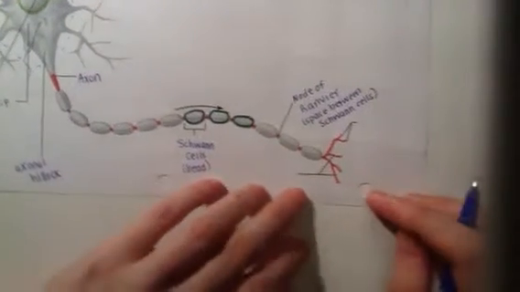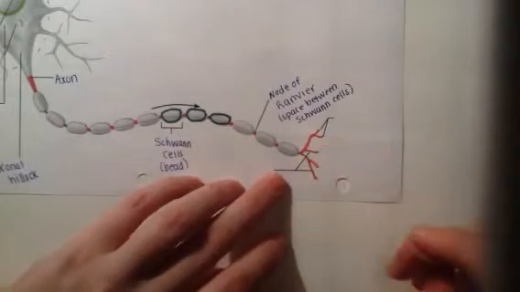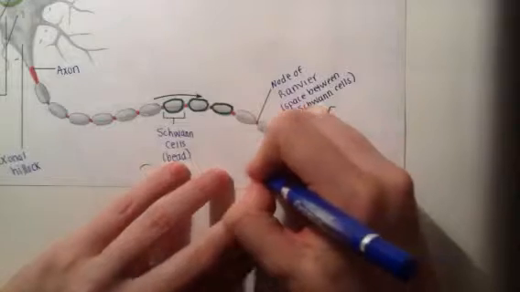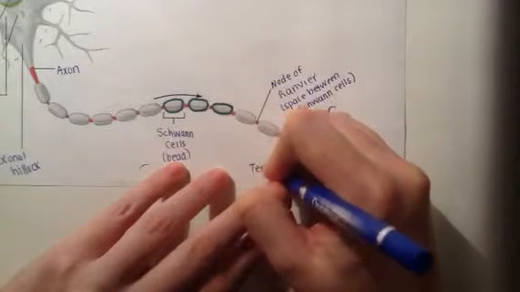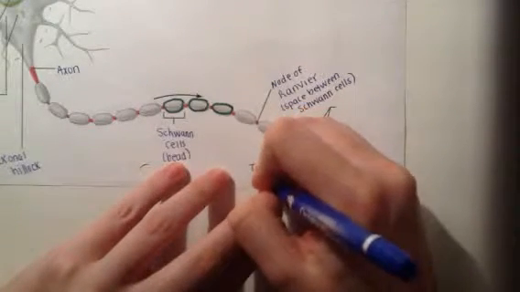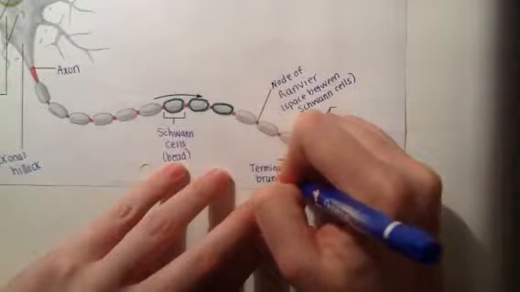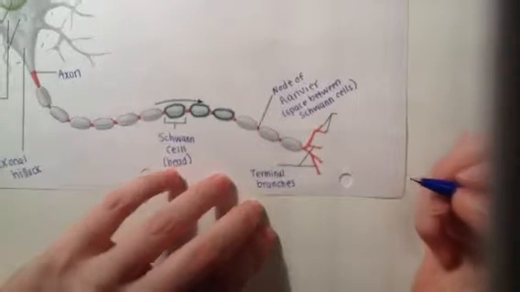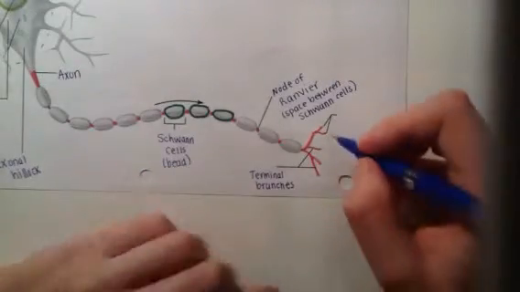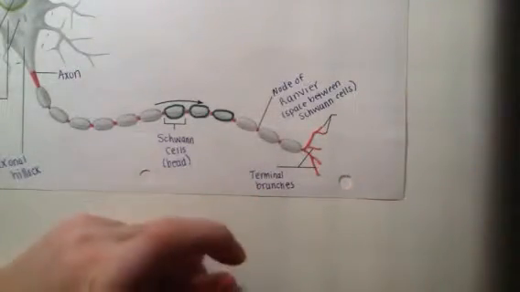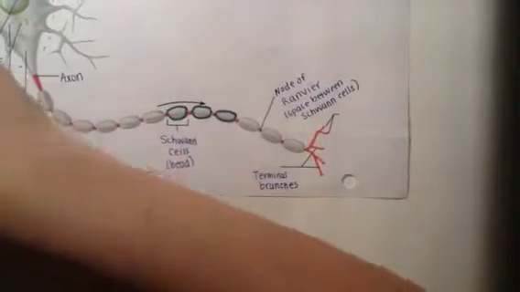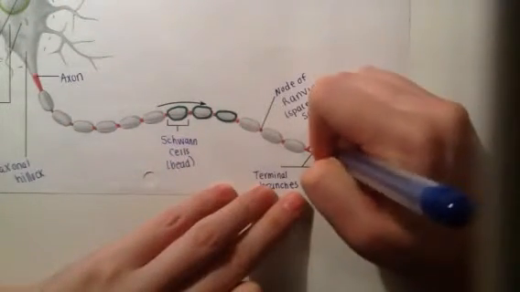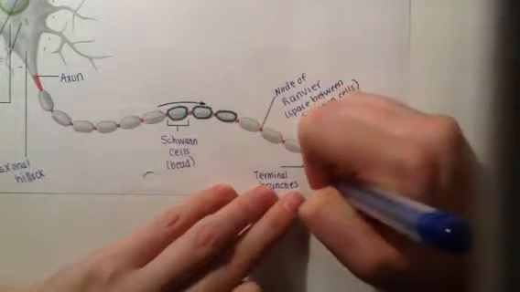And then once we reach the end of the axon, we're going to split the axon into terminal branches. And then when we reach the very, very end, you can kind of see on your picture that there are dots. And those dots are called axon terminals.